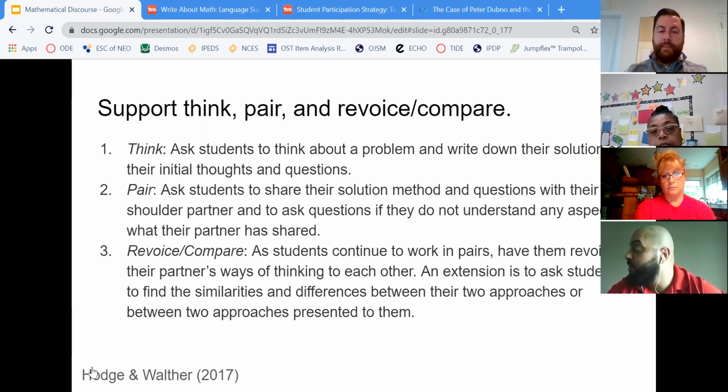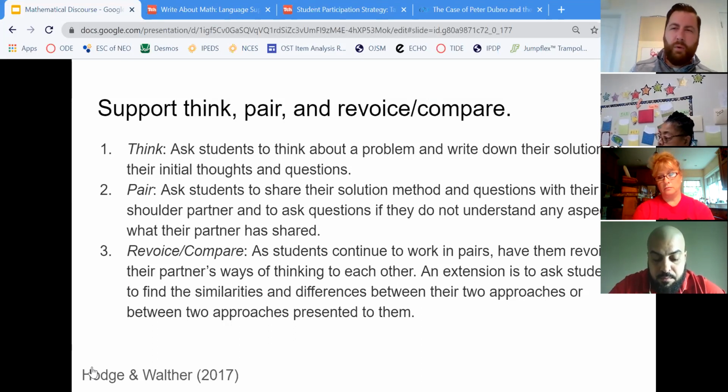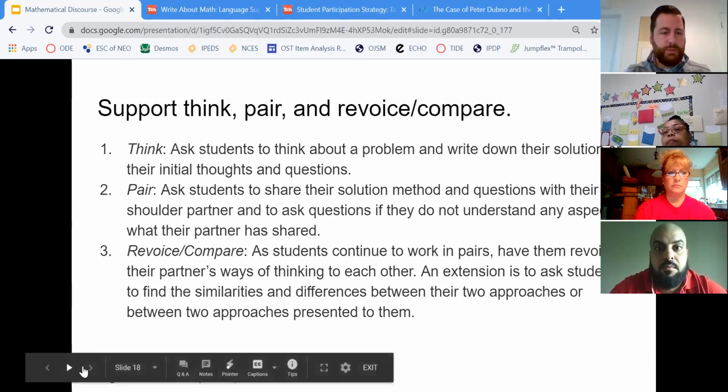So when you come to get back together as a big class, you can then have them explain each other's solutions. They can also identify key differences between those two. Well, I thought my solution was a little bit more efficient, or I thought my solution probably won't work every time, and here's why I think that's the case.